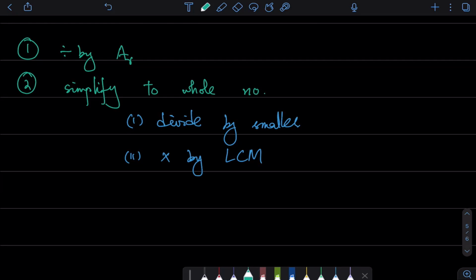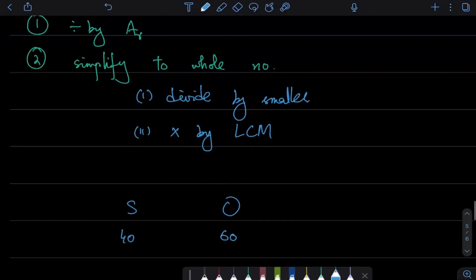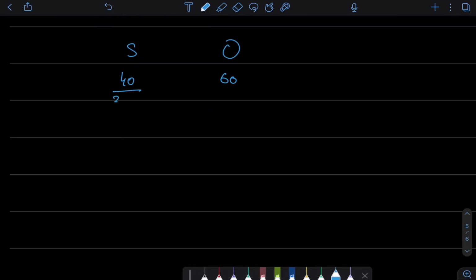So let me do an example. This is example number 1 from your worksheet. So I have sulfur and I have oxygen. Sulfur is 40%, oxygen is 60%. So here's what I'm going to do. I'm going to ignore this first. Now I'm going to do the first step, which is divide by AR. So divide by 32, divide by 16. This one gives me 1.25 and this one gives me 3.75.